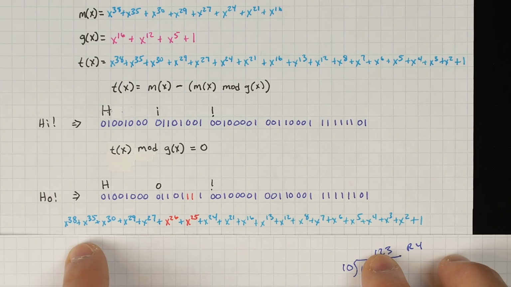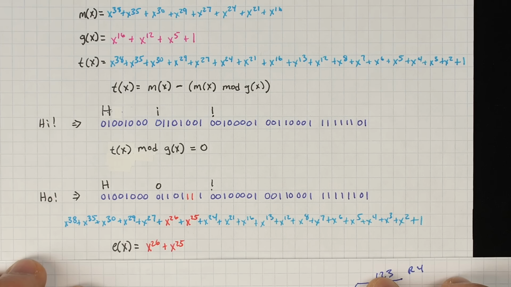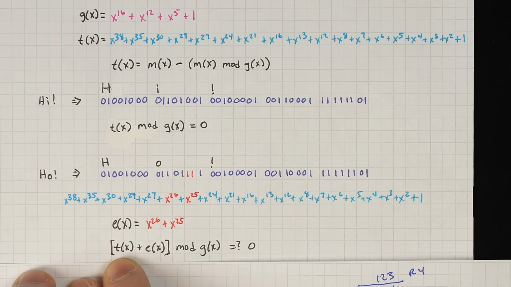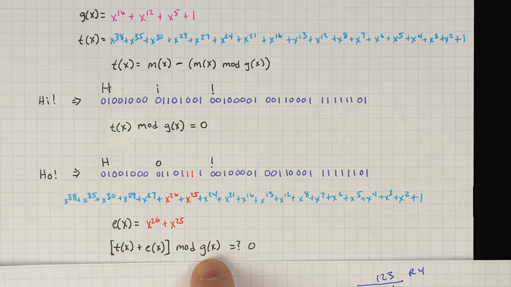So another way to think about this is we've got our transmitted message T, and then when it's transmitted, there's an error that is sort of added to it. So we can have this other function we'll call e of x, which is the error. So in this case, it's these 2 bits, the 26th bit and the 25th bit that got flipped on. And so really what the receiver is doing is, the receiver doesn't know the transmitted message. All it knows is the transmitted message plus whatever error was introduced. So the receiver is going to take the transmitted message plus error, divide that by this generator polynomial, and then check if that's equal to 0. And if it's not, then it's going to detect an error.